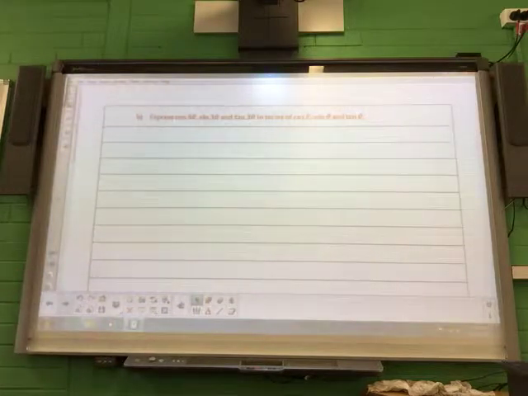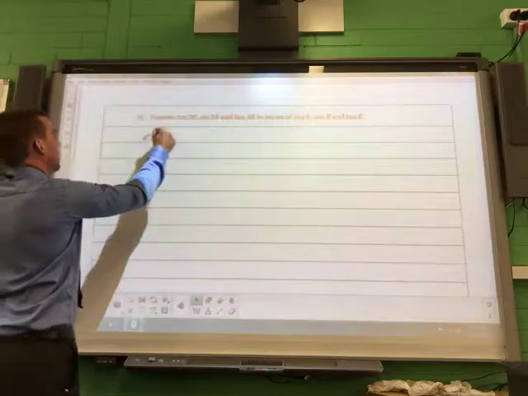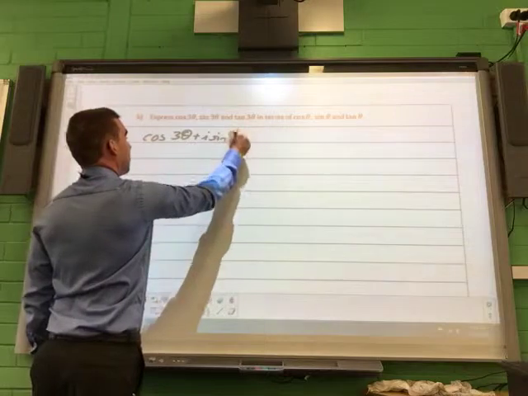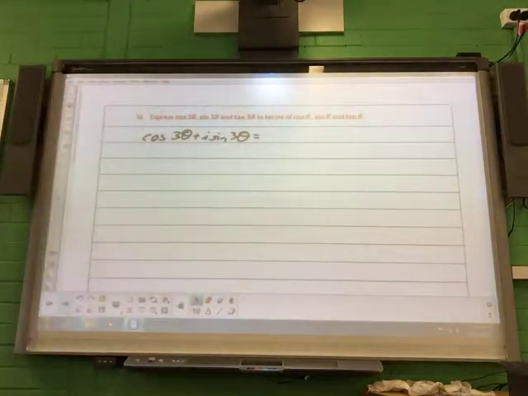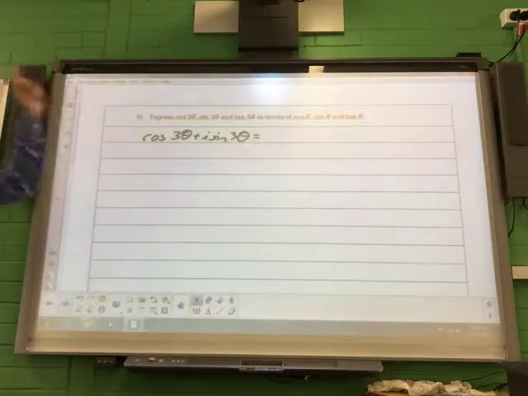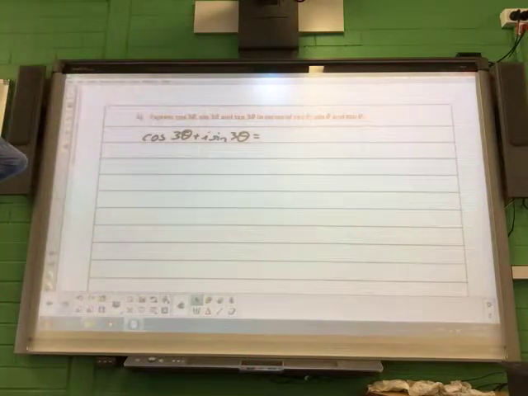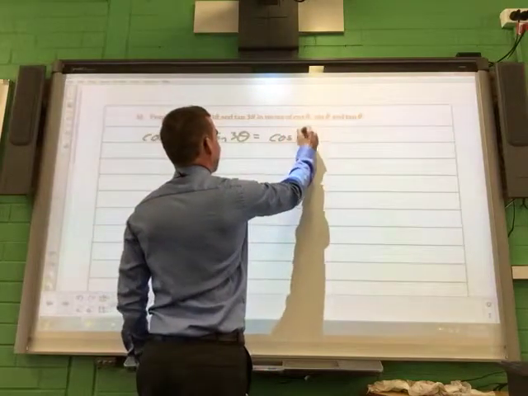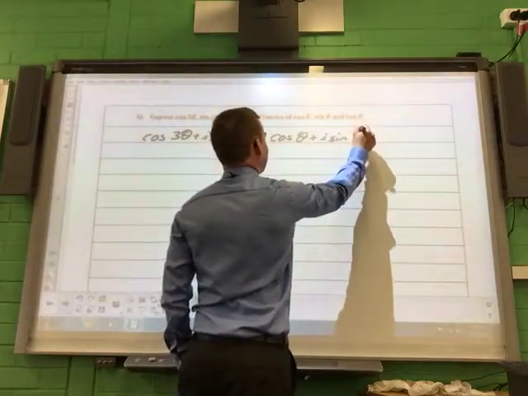Now cos 3 theta, sin 3 theta, and tan 3 theta in terms of sin, cos and tan of theta. We're going to go about the same way. So cos 3 theta plus i sin 3 theta. What did we do first up on the previous question? What did we write on the right hand side? Using de Moivre's theorem, cos theta plus i sin theta.